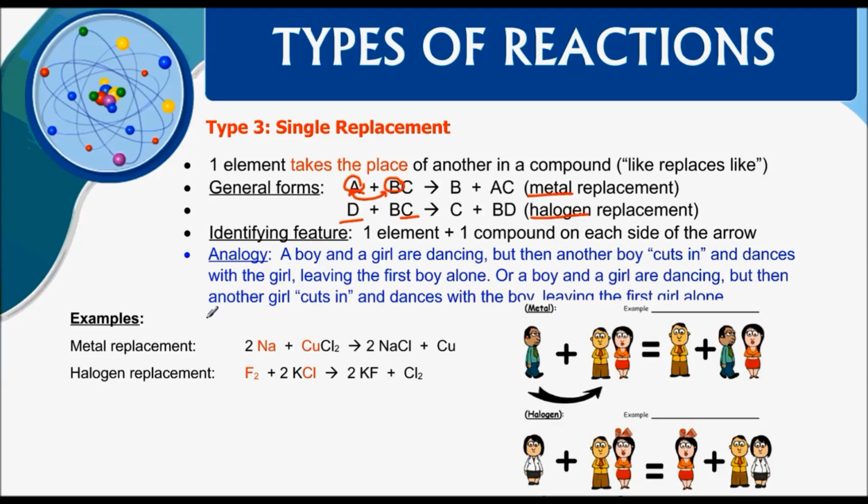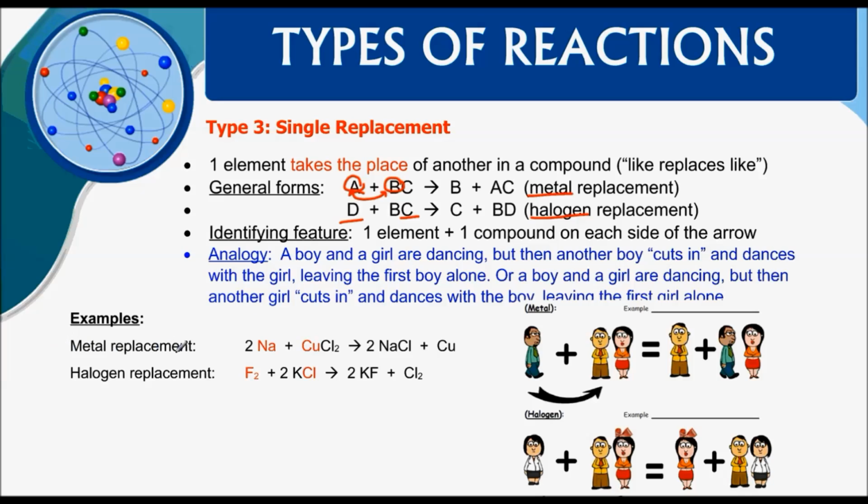So our analogy is a boy and a girl are dancing, but then another boy cuts in and dances with the girl, leaving the first boy alone. Or a boy and a girl are dancing, then another girl cuts in and dances with the boy, leaving the first girl alone. But notice here that you always have a boy-girl couple. And the reason for that is because like replaces like. Boys are going to switch out with another boy, or girls are going to switch out with another girl. Just like in our real examples in chemical reactions, metals will trade places or halogens will trade places.